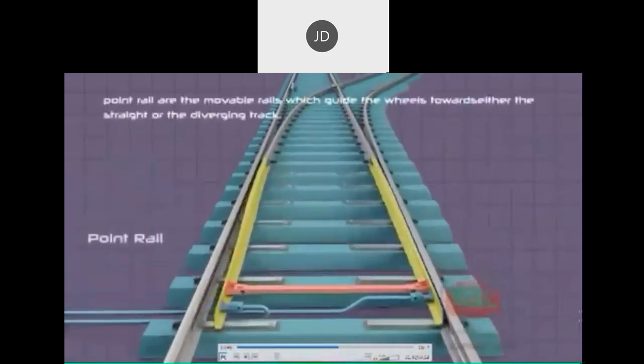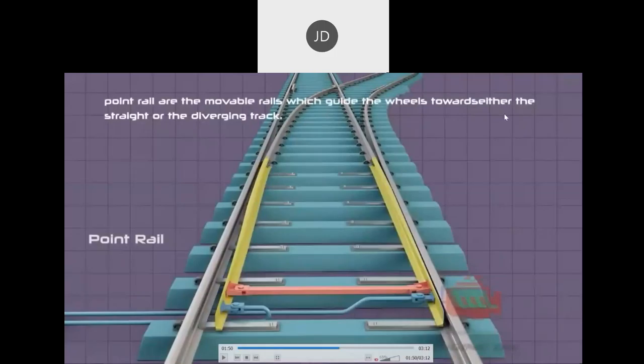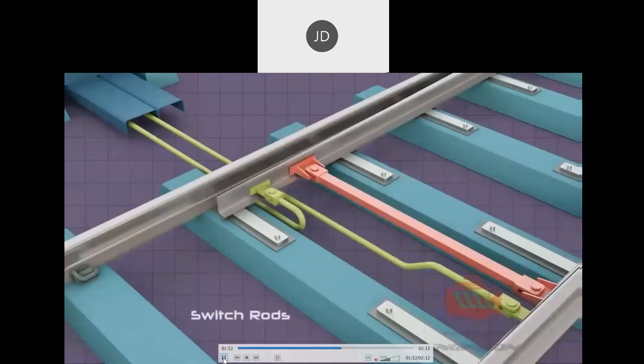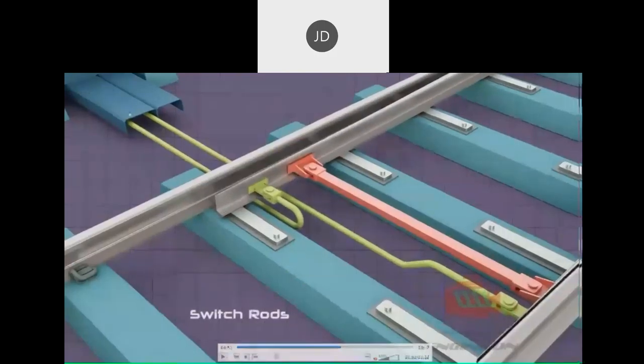I think this is it. So point rails are the movable rails which guide the wheel toward either the straight or diverging track. Okay, basically this is a very important portion. Okay, so a point is a particular location in a railway track which actually allows the train to take a direction, basically. Okay, like that. And it is done by the switch rod, which is connected with the switch motor.